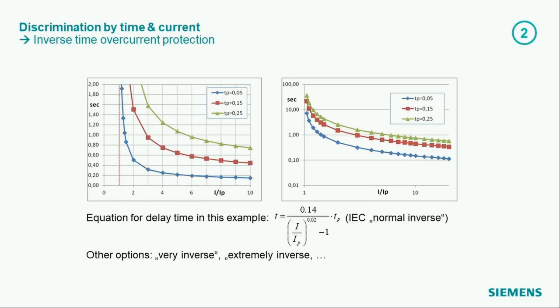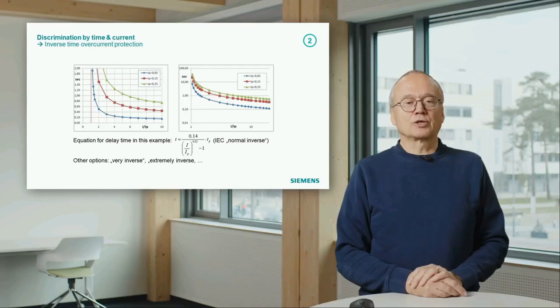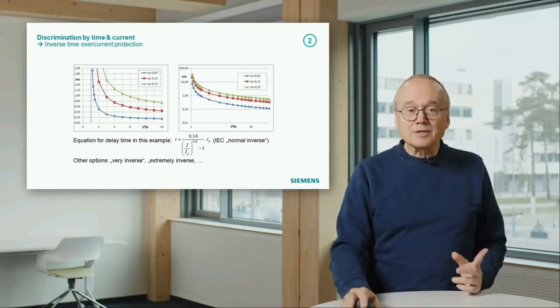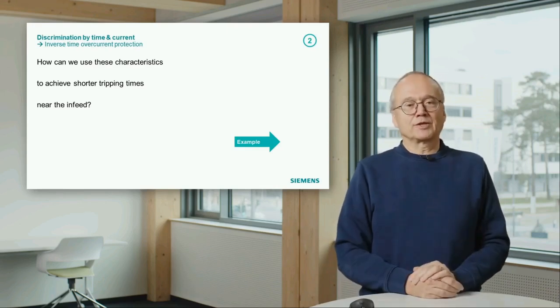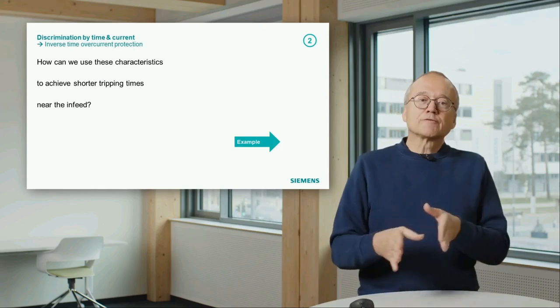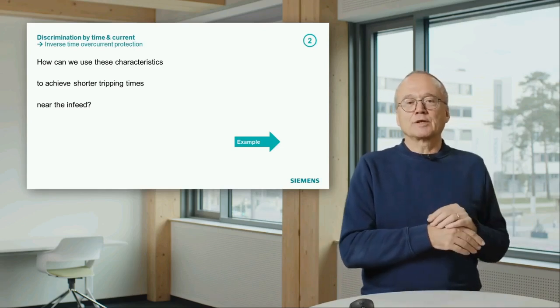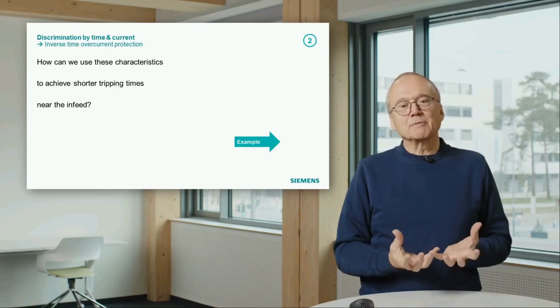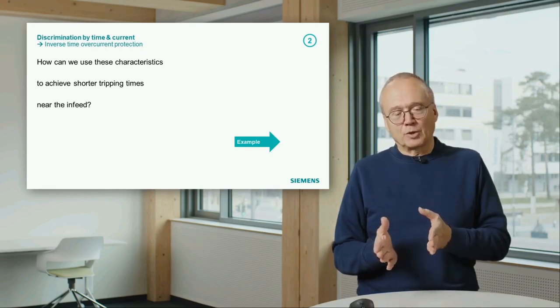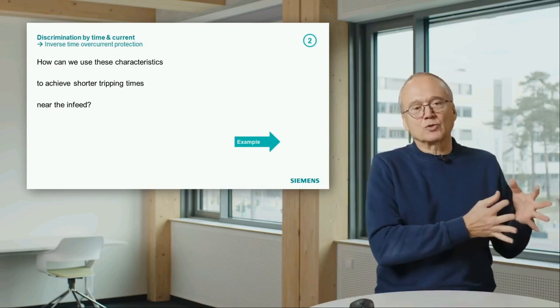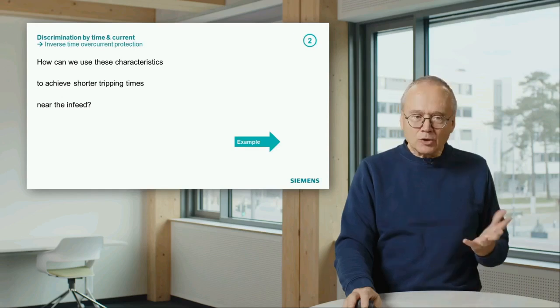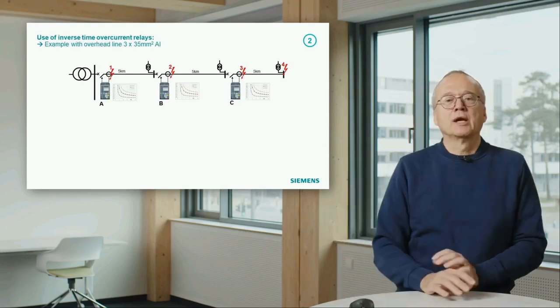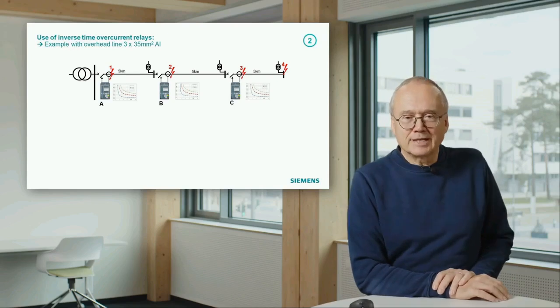And of course, you can imagine in digital relays, you just program this characteristic. It's not a big thing. For us, the question is, how can we use this type of characteristic to achieve shorter tripping times near the infeed? That means to compensate a little bit the problem we have with definite time overcurrent relays, that the tripping times near the infeed are pretty long. And to illustrate how that works, I would like to show this example.